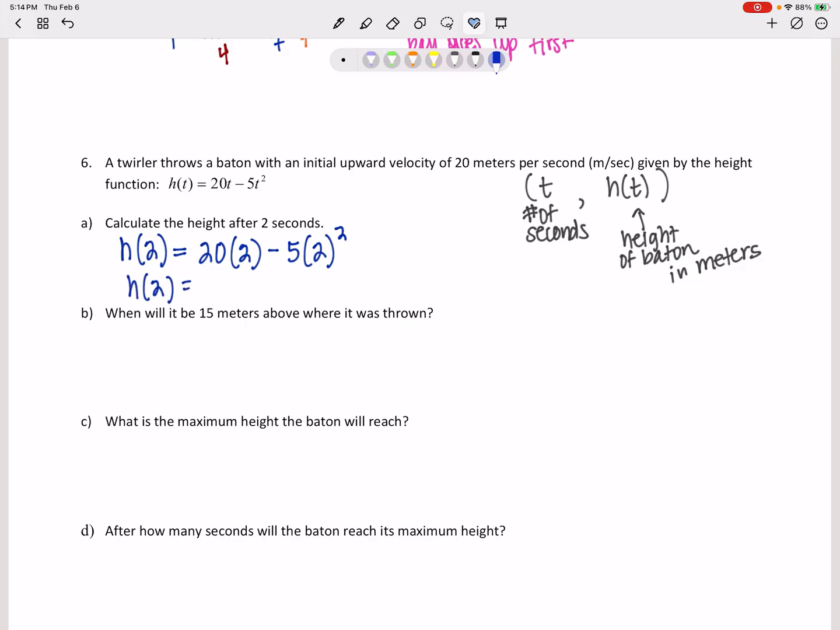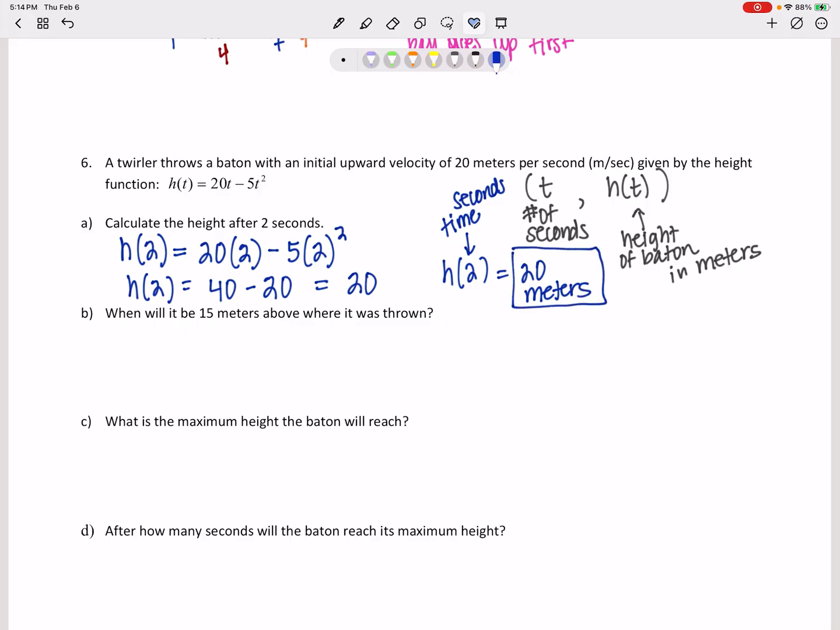h of 2 equals 20 times 2 is 40 minus 2 squared is 4, 4 times 5 is 20. 40 minus 20 is 20. So when we put 2 seconds in for time, we're going to get 20 meters out. So that's how high the baton is after 2 seconds.